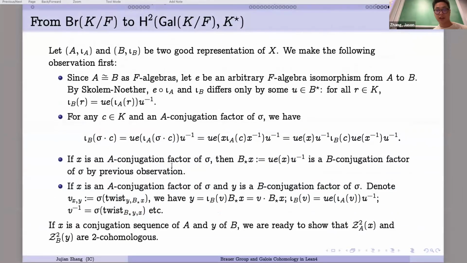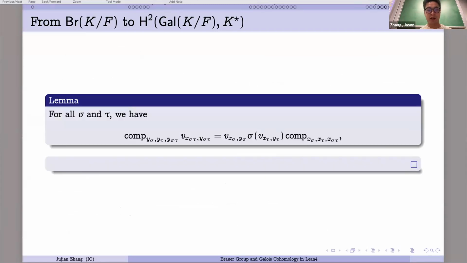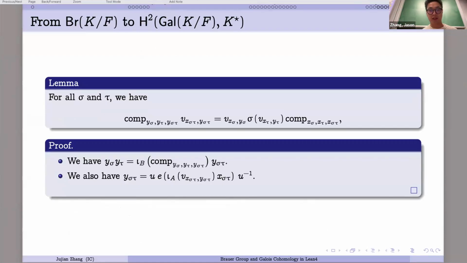So why do we care about this coefficient? It's because we are going to show that if X is a conjugation sequence of A and Y is a conjugation sequence of B, then Z of X and Z of Y are cohomologous. That is, their division is a coboundary. To prove that, it boils down to proving this relationship between the comparison coefficient and the coefficient V.